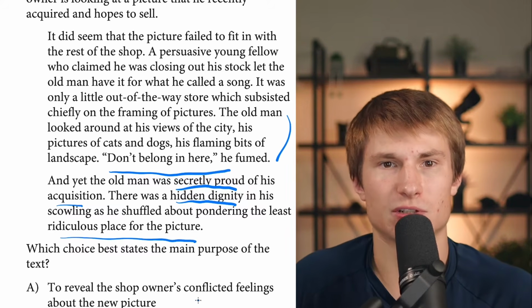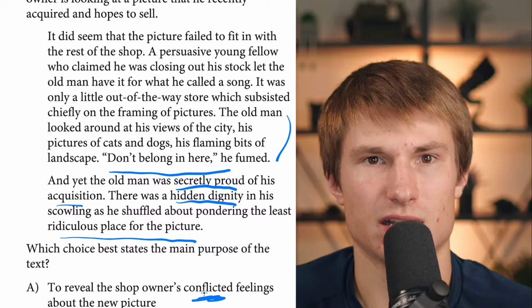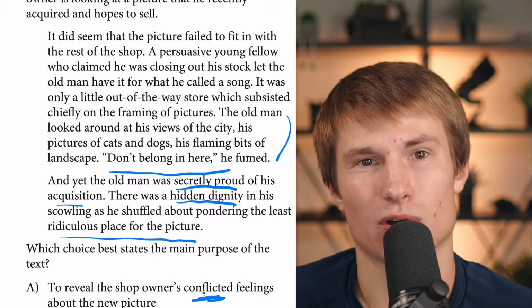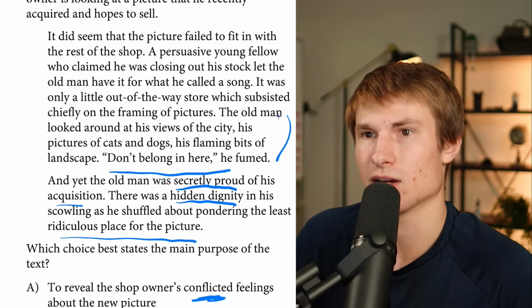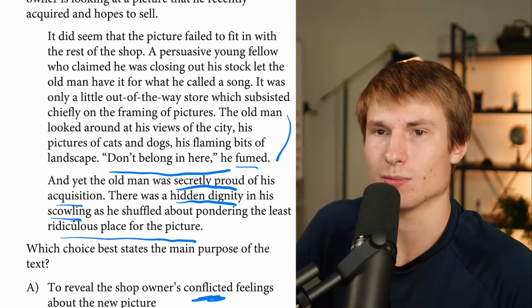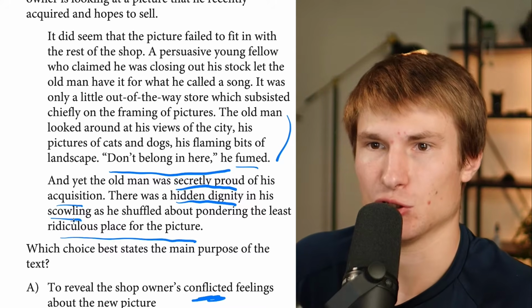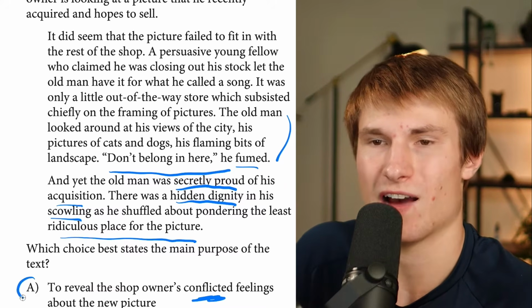Okay, so obviously we do see that there is conflicted feelings in the sense that he's proud and he has dignity in the work, but at the same time, it doesn't belong here, right? It says he fumed, he scowled. So there is indeed this confliction of feelings about the new picture. Okay, so our answer would have to be answer choice A.